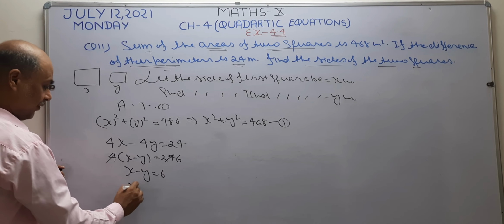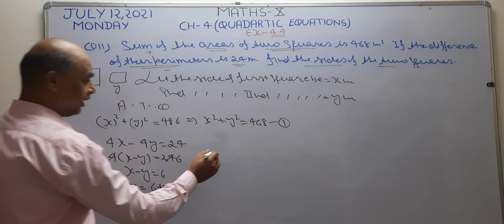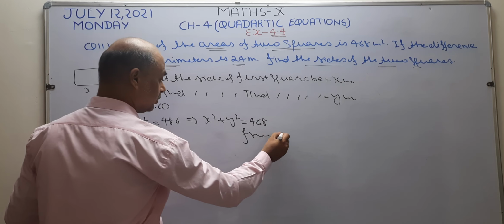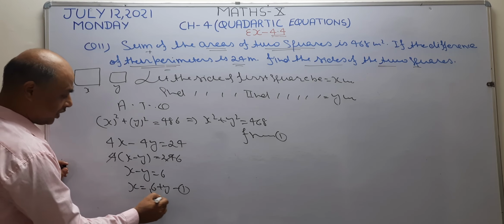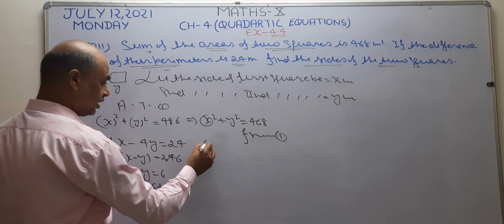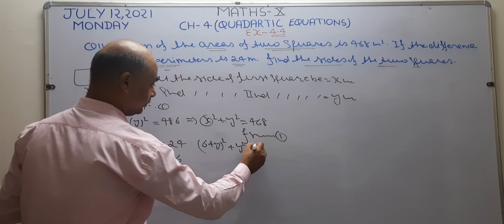From this I want to find the value of x. The value of x becomes 6 plus y. So I write here, from equation 1 I want to take 6 plus y instead of x. So it means instead of x I want to write 6 plus y and its square. The remaining term remains same.